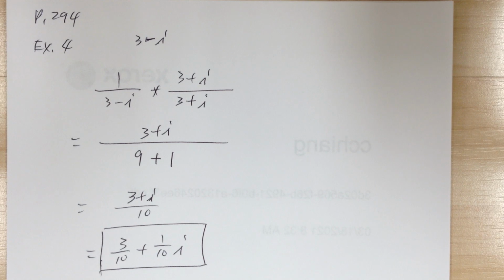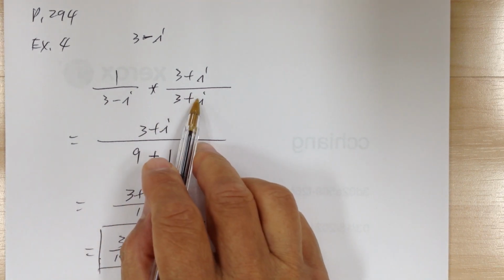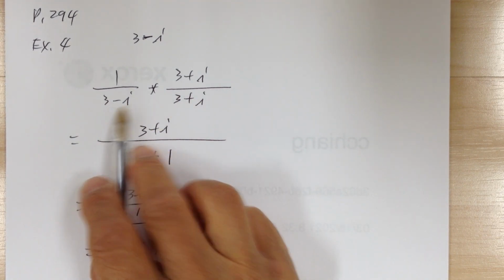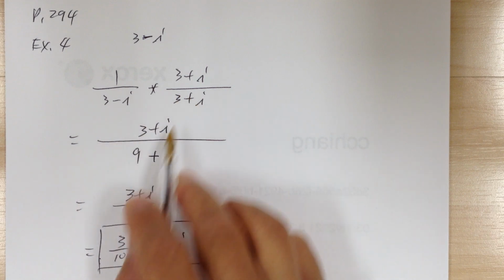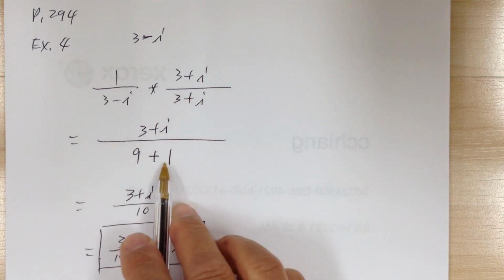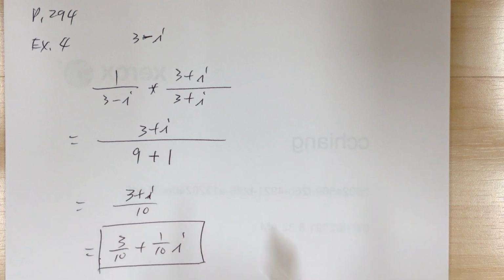The key point to remember is you have to multiply by the conjugate when you have two terms. Multiply by the conjugate to get rid of the i. And that's how you simplify it.